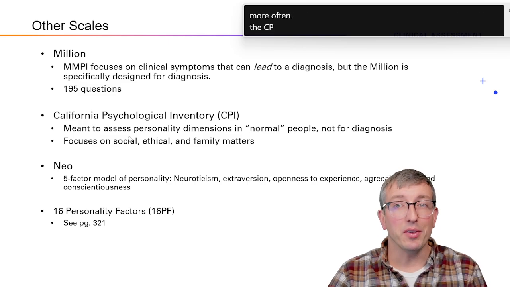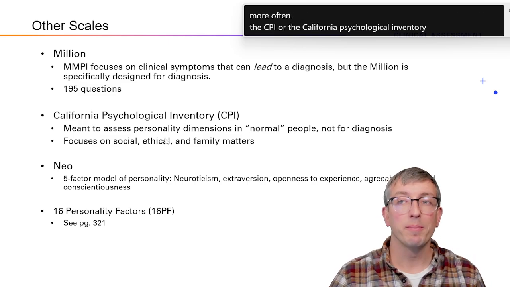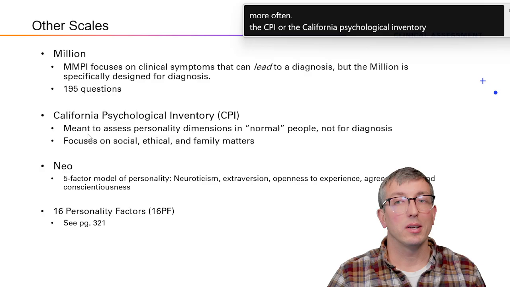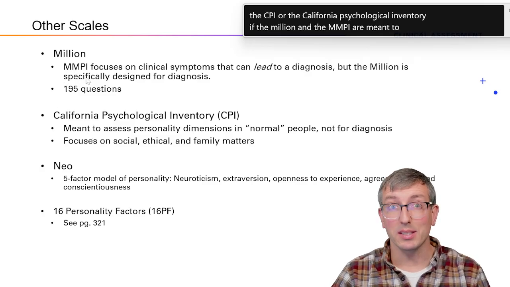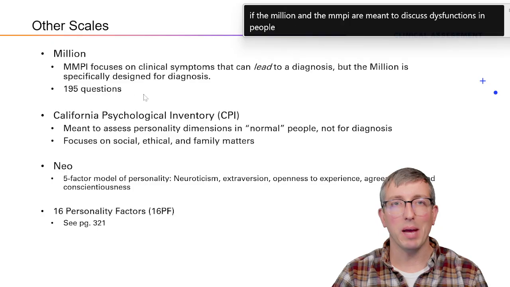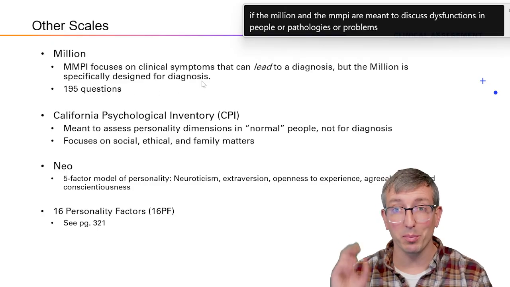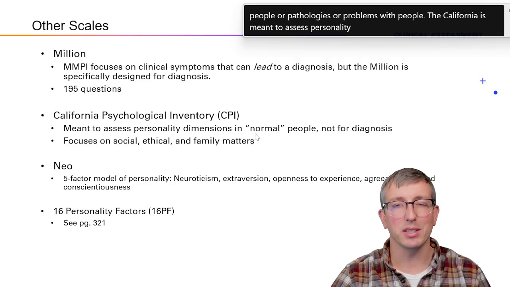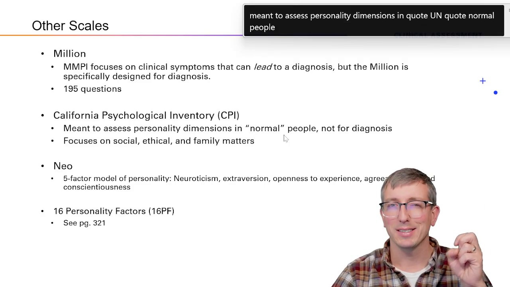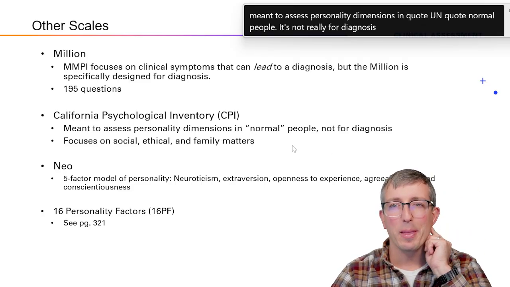The CPI, or the California Psychological Inventory, if the MMPI is meant to discuss dysfunctions in people, or pathologies or problems with people, the California is meant to assess personality dimensions in, quote unquote, normal people. It's not really for diagnosis.